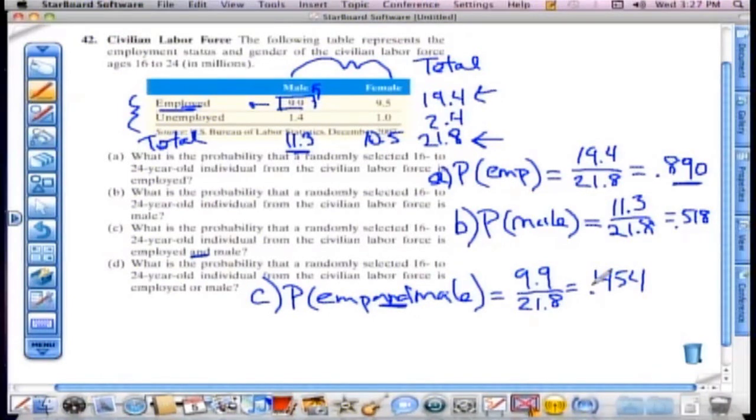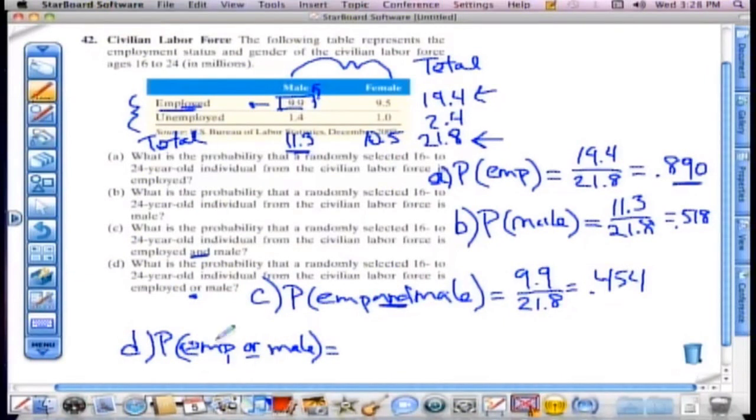Okay, now part D. And hopefully the non-mutually exclusive calculations will make sense to you here. Okay, so what is the probability that a randomly selected 16 to 24-year-old individual from the civilian labor force is employed or male? Okay, so the probability that the person, the and and the or are different operators, that they're employed or male is, okay, because of the or, we're going to do the probability that they're employed plus the probability that the person is male.